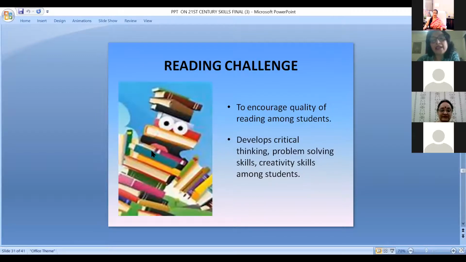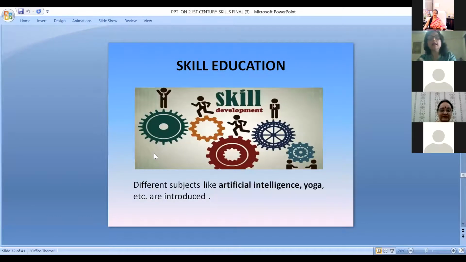Then the Reading Challenge. This is an event which encourages quality of reading, not only among students. We can organize such an event in the school where we can tell all the teachers and the students, even class 4, to sit and study at least one small story or a newspaper for a while. And this activity can really develop critical thinking, problem solving, and creative skill among the students.